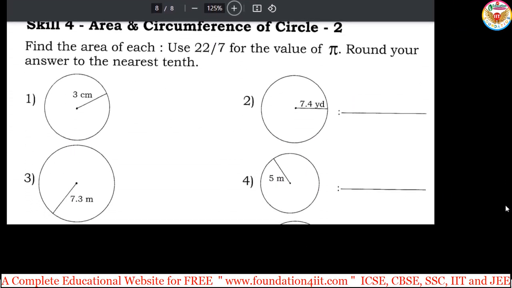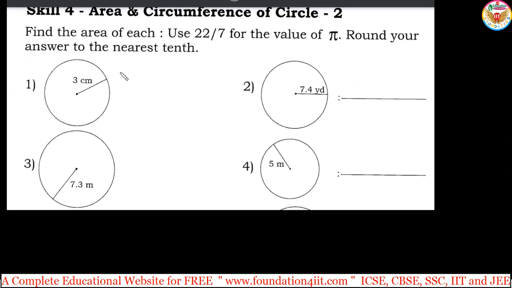Next we have some more problems about 2D shapes: area and circumference of circles. If you observe the formula, area is pi r square, where 22 by 7 is the value of pi and r is the radius. Circumference is the total length of the boundary, that is 2 into pi into r. These two formulas you apply to solve these problems, whichever is given.